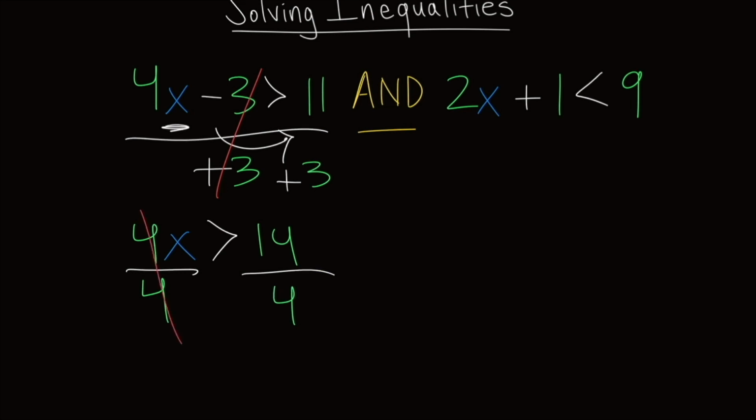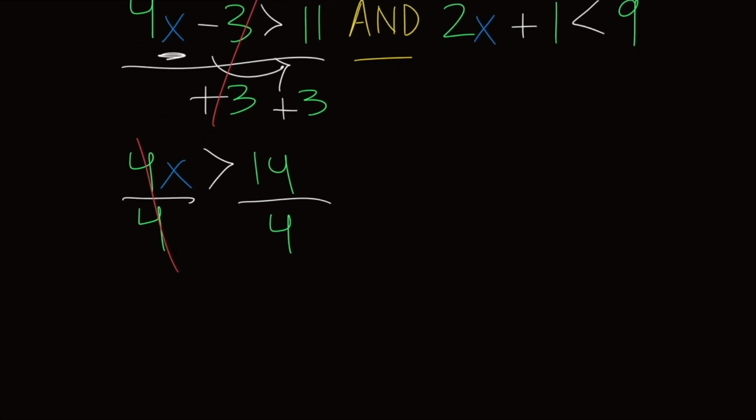These 4's cancel out, and what we're left with is x is greater than, well, 14 divided by 4, that's not a whole number. 4 goes into 14 evenly 3 times with 2 left over. That 2 is half of 4, so that's 3.5. And another way to write 3.5 is 7 over 2. We've isolated the x on the left-hand side. Now let's do the same for the right.